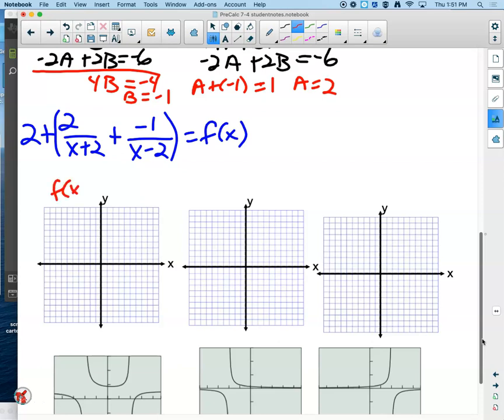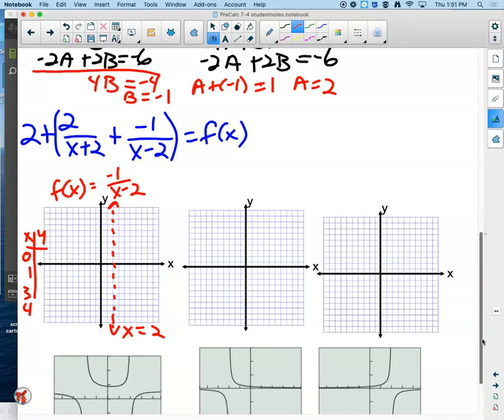So the first thing I'm going to do is I'm going to break this apart and say f of x equals negative 1 over x minus 2. So just taking one of the pieces here. The vertical asymptote for that would be at 2. So x equals 2. And then we'd put a few points in on the left and the right-hand side of our little asymptote. So we'd probably put in 0, 1, 3, and 4.